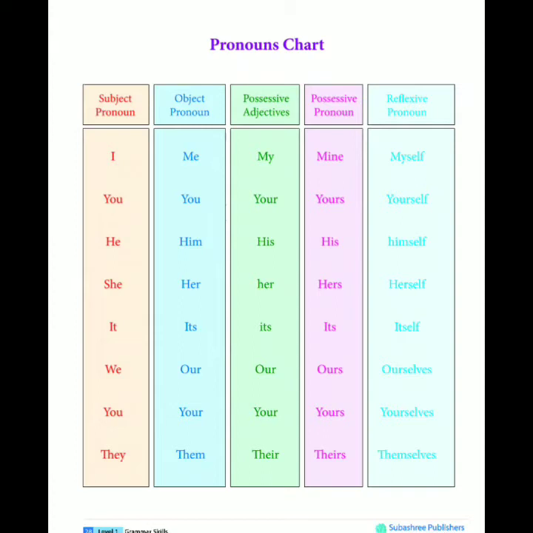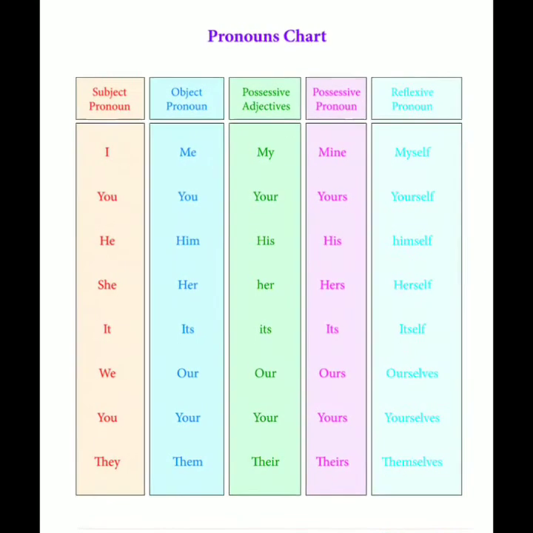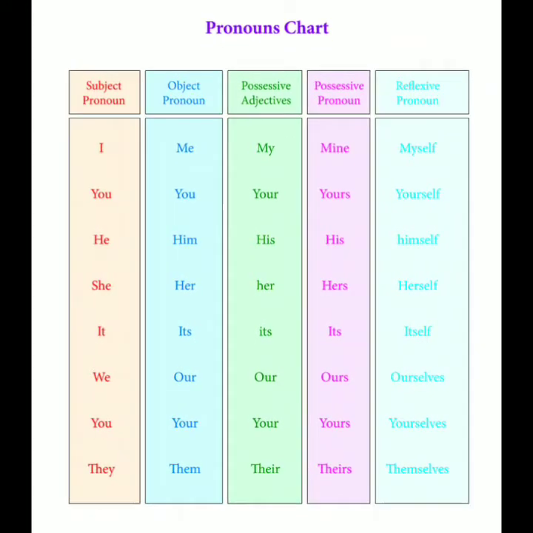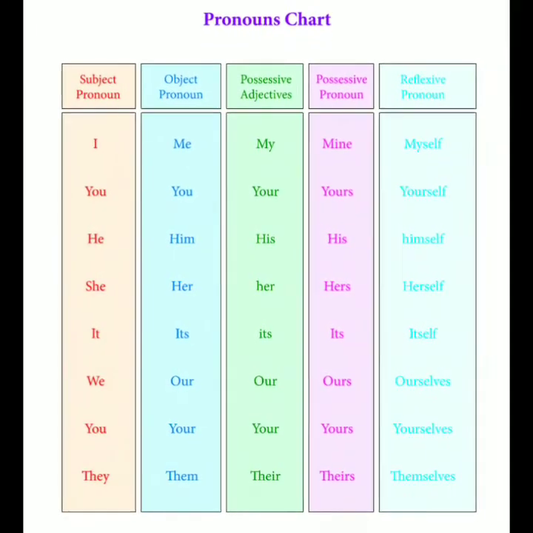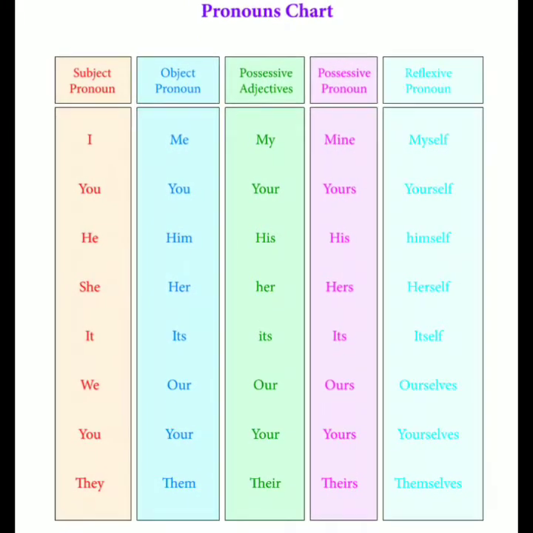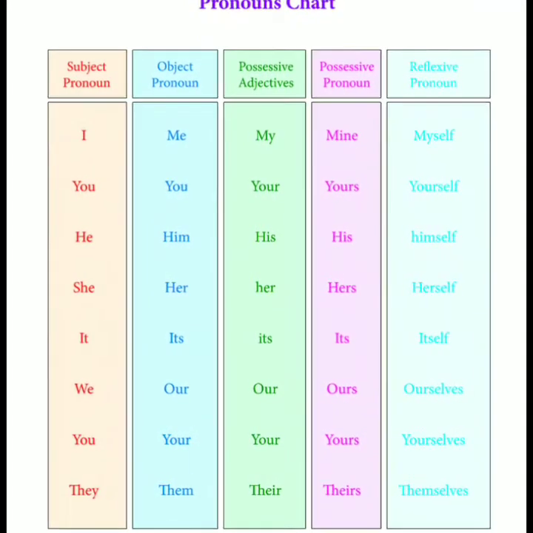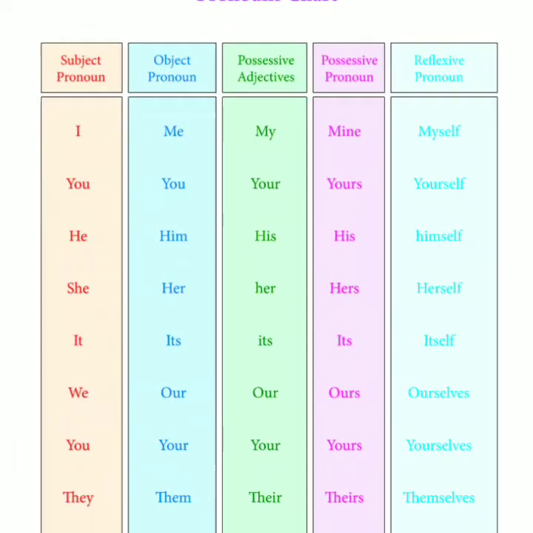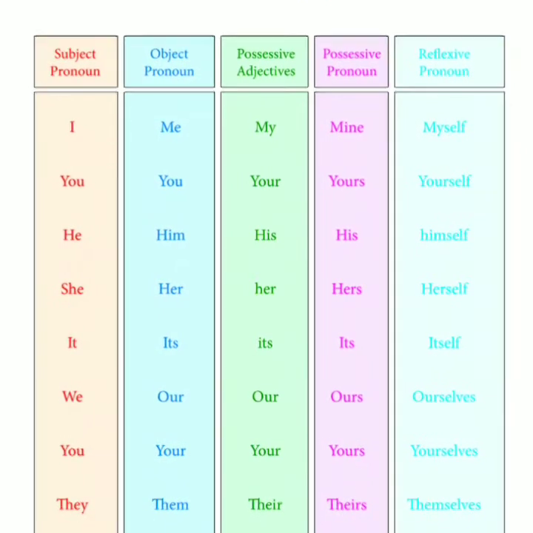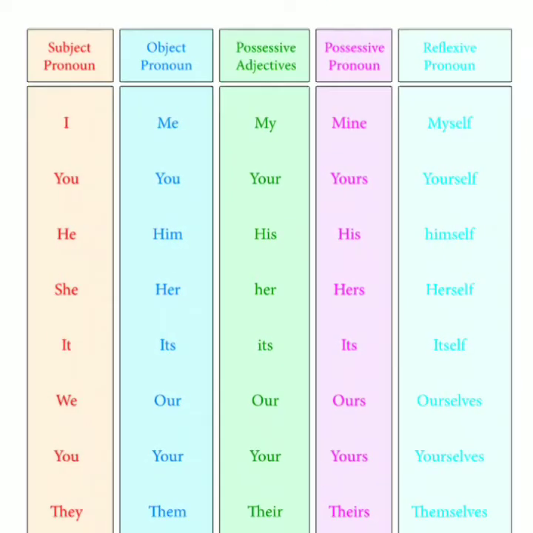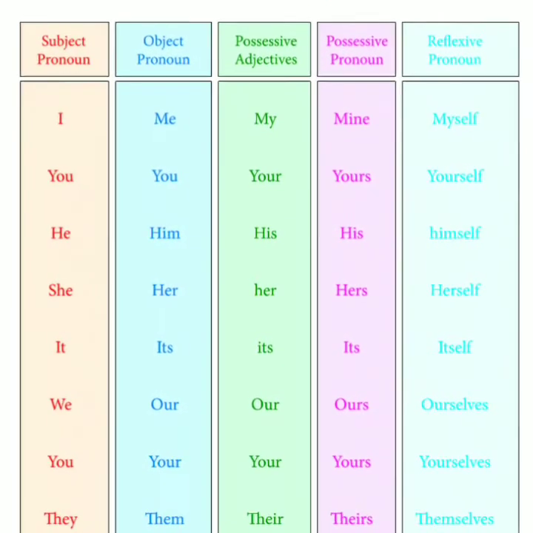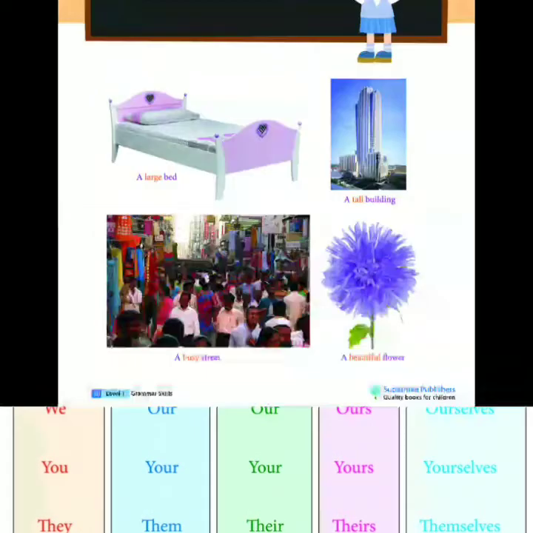Here is a chart for pronouns. Subject pronoun I, object pronoun me. Possessive adjective is my, possessive pronoun is mine. Reflexive pronoun is myself. Likewise, he, him, his and himself. We, us, our, ours and ourselves.